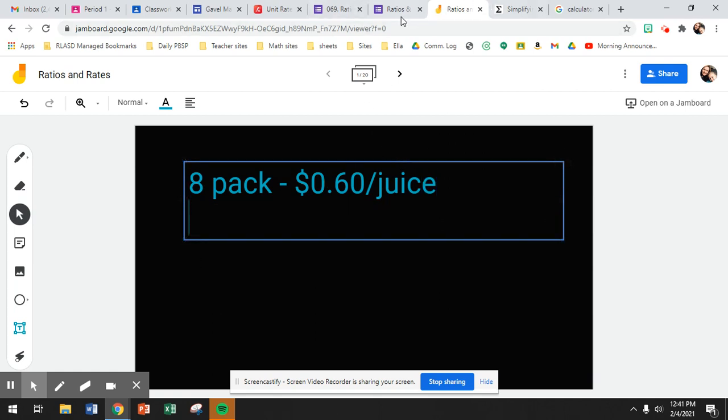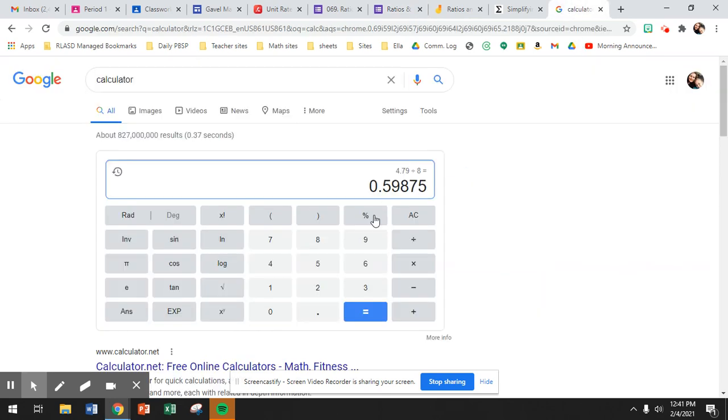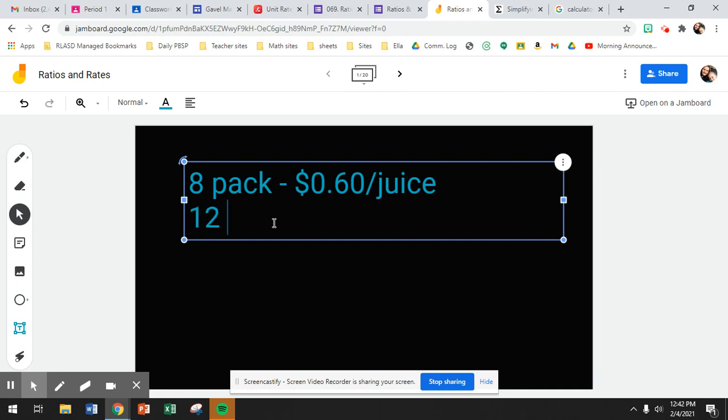Okay, so now we have to look at this 12-pack one. The 12-pack costs $6.59. So you're going to take $6.59 and divide it by 12. Again, if this was money, it would look like 54 cents, but 5 and above, give it a shove. So it means for the 12-pack, each one costs 55 cents. I'm just going to write this down. So for the 12-pack, it is 55 cents per juice.